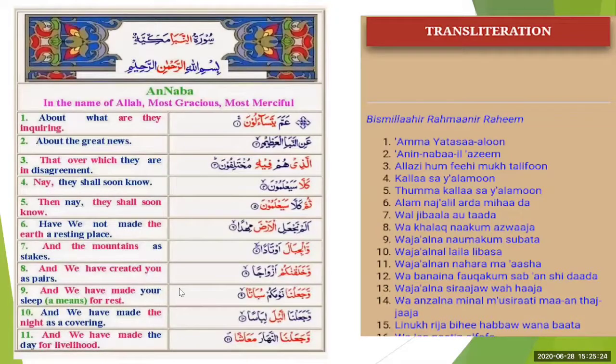Next, please, Zaria, if you could read the meaning from ayah 6. Have we not made the earth a resting place and the mountains as stakes? And have we created you as pairs, and we have made your sleep a means for rest, and we have made the night as a covering, and we have made the day for livelihood.